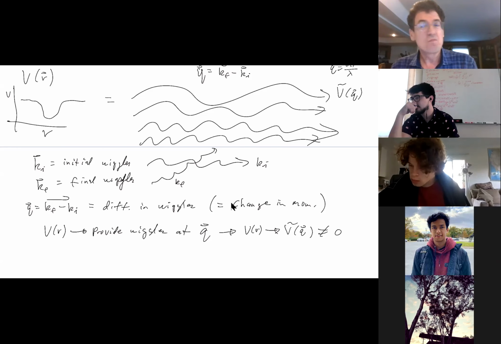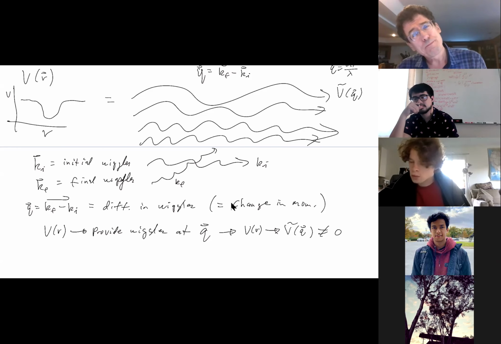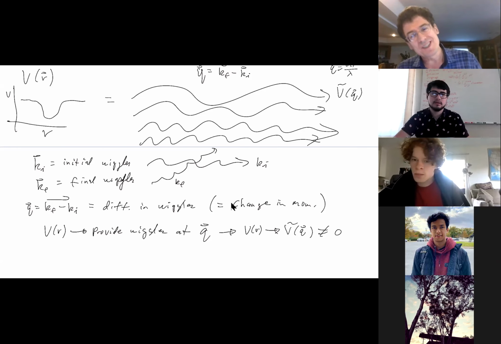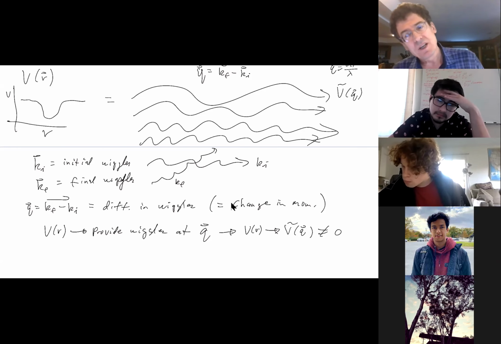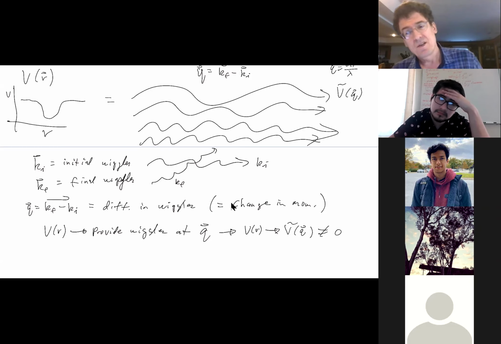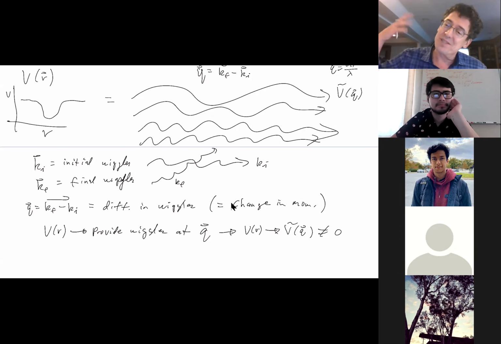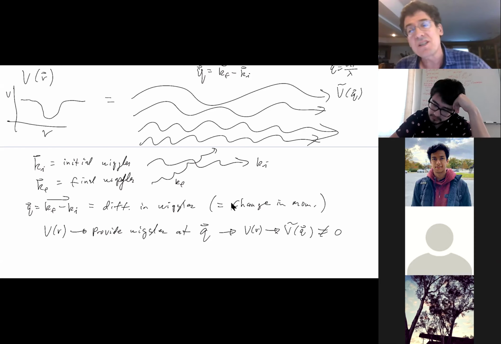Does this mean that for a given initial K, there's a resonant KF? No, we're not talking about resonances, although it's sort of close to that concept. What is the physical interpretation of this? I have initial wiggles, and when I say the word wiggles, what does it mean? In quantum mechanics, when someone says wiggles, what's the physical quantity associated with wiggles?